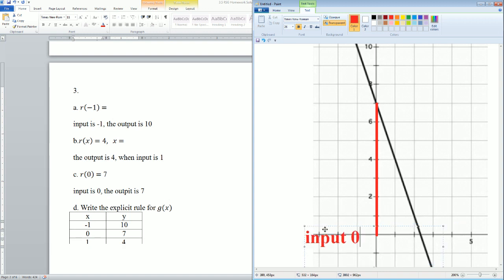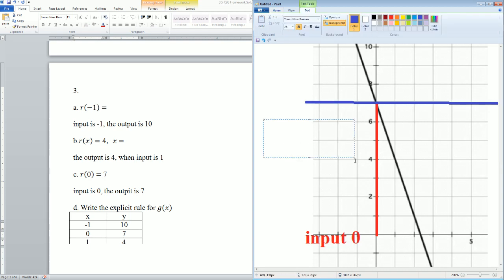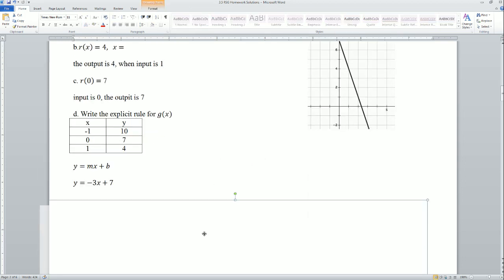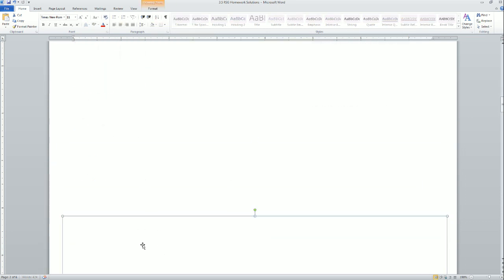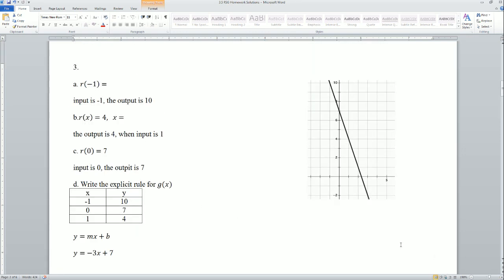Alright, let's see what the output is. Output looks like that is 7. Right? Yep, there you go. Because it's linear, I can use y equals mx plus b. I have the b term there. Very straightforward. Okay. Here, if you want to pause the video to see the solution for that one.